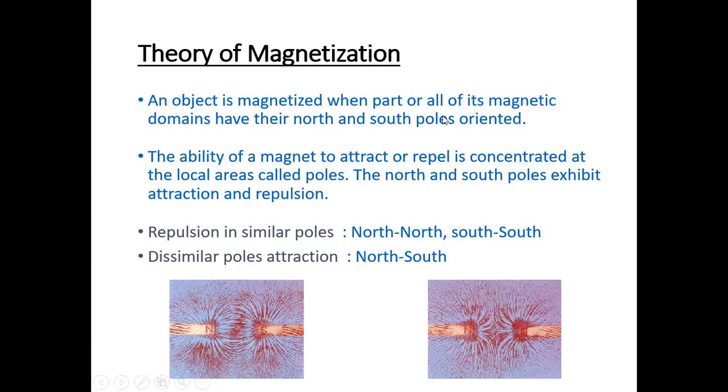An object is magnetized when part or all of its magnetic domains have their north and south poles oriented. After application of current in a ferromagnetic material, the domains align in one direction, and when the domains are aligned in one direction, we can say the job is magnetized. The ability of a magnet to attract or repel is concentrated at local areas called poles, meaning lines of force are leaving or entering at that area. The north and south poles exhibit attraction and repulsion.